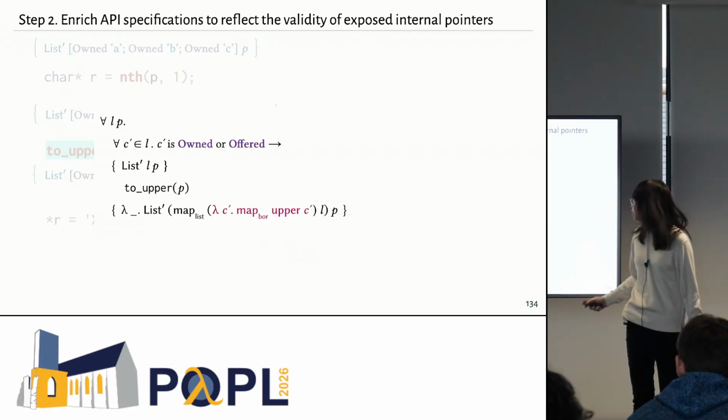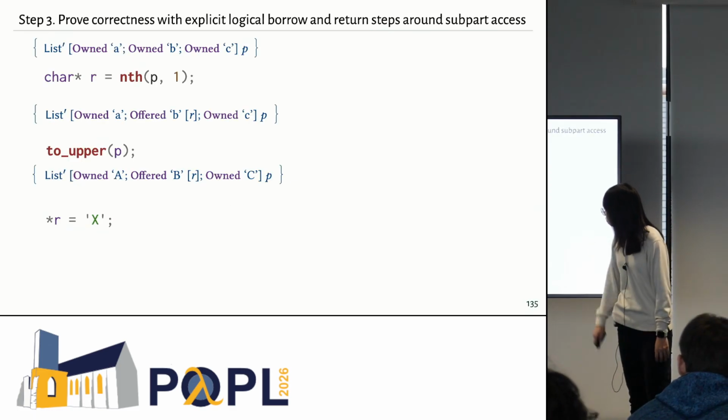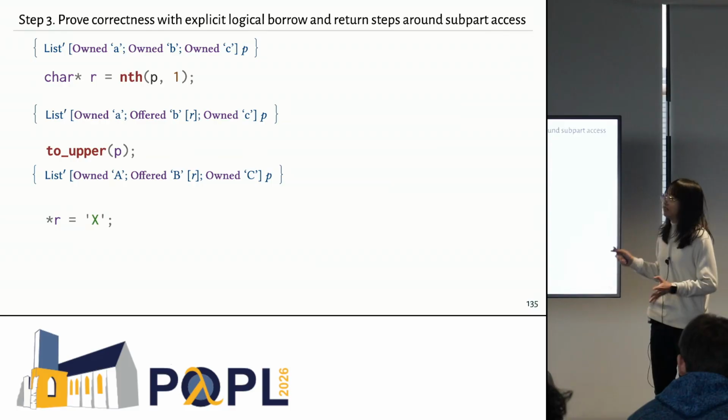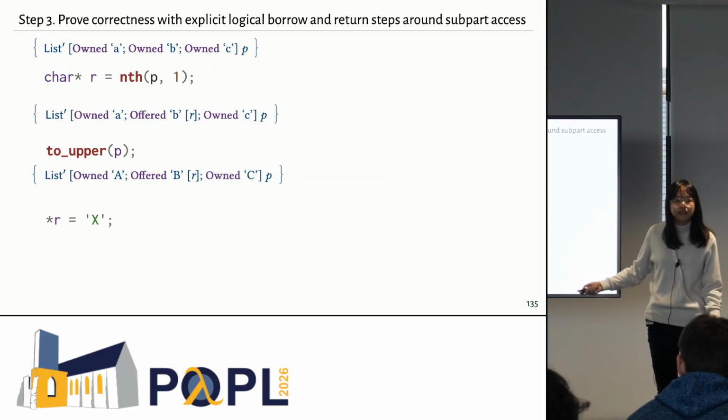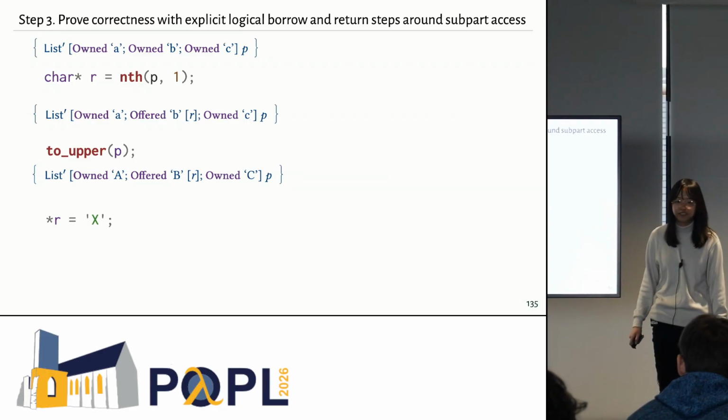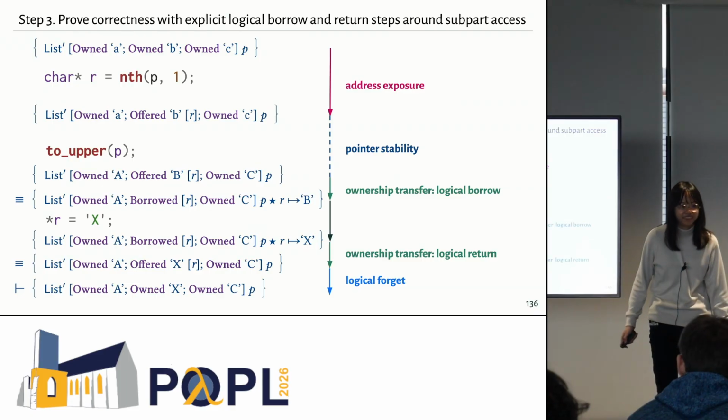We don't need to write the pattern matching all the time, of course. So now with the refined logical model, with the refined representation predicate, with the enriched API specification, we just need to prove the correctness of this program, which we have already seen before.